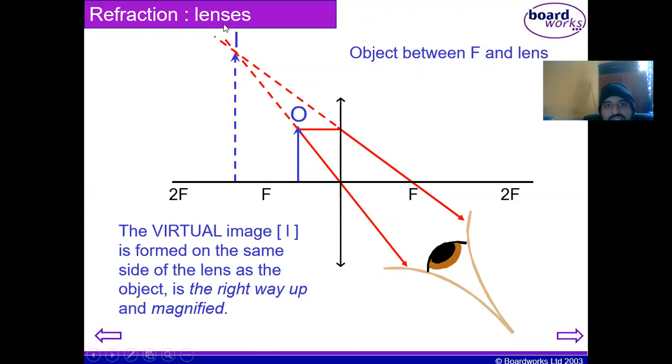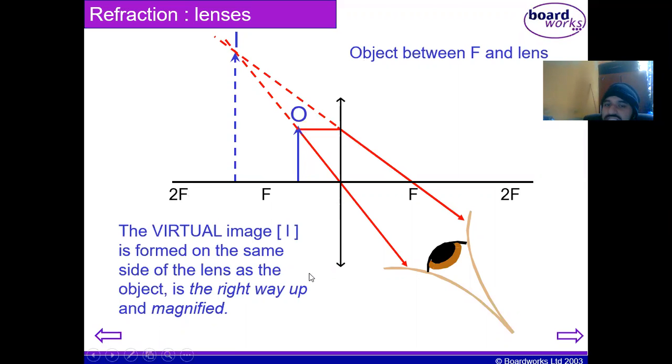I might have a light in the room somewhere, and what that light's going to do is hit the object, and it's going to come off of the object. And therefore, you're going to have a ray of light going straight through the center like this, and other rays of light coming off of the object. So what's going to happen here is, object between F and the lens, you'll have something called a virtual image.